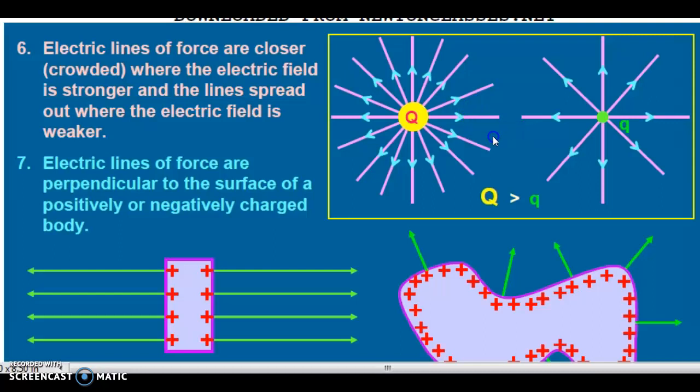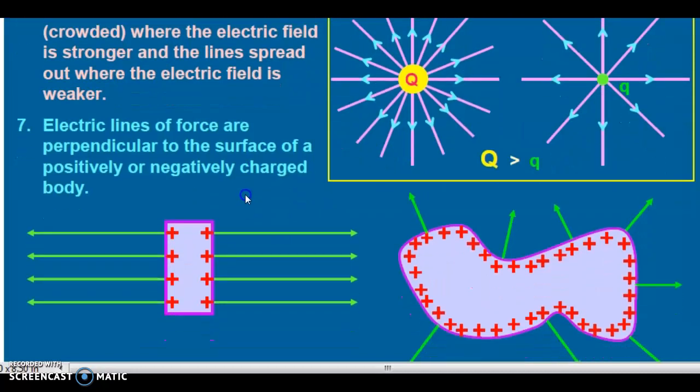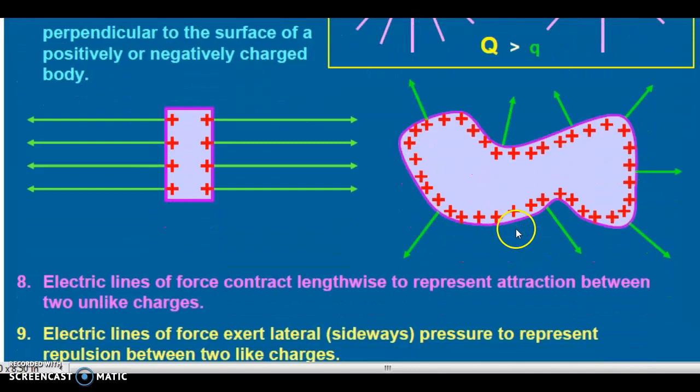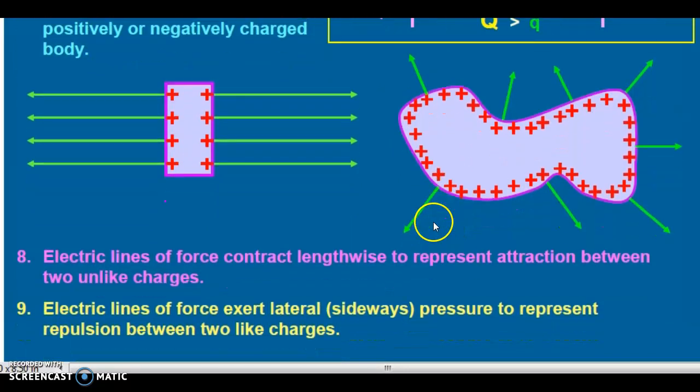Then electric field lines of force are perpendicular to the surface of positively or negatively charged objects. So if you have this kind of a surface, the electric field lines which are leaving the positive surface will be emitting normally. And if you have a negatively charged surface, the electric field lines will be incident normally on that particular surface.